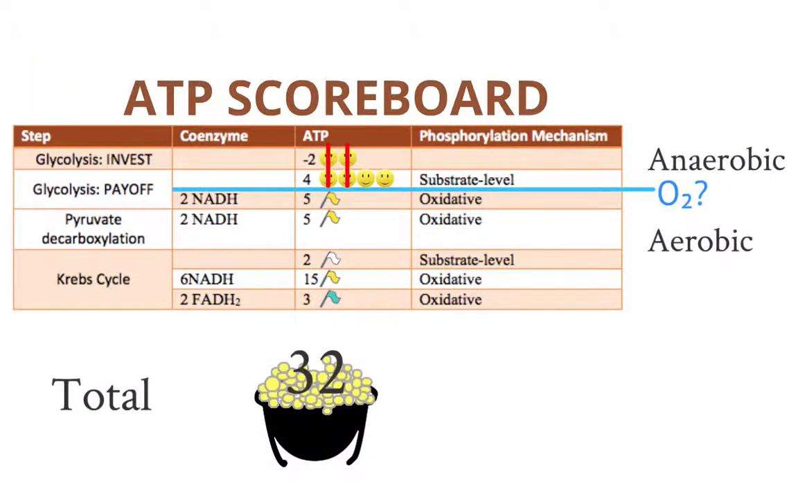Pyruvate decarboxylation produces 2 NADH, and Krebs produces 2 GTP, 6 NADH, and 2 FADH2. However, these are merely reduced electron carriers. We won't produce significant ATP until we reach the electron transport chain, when we come back.